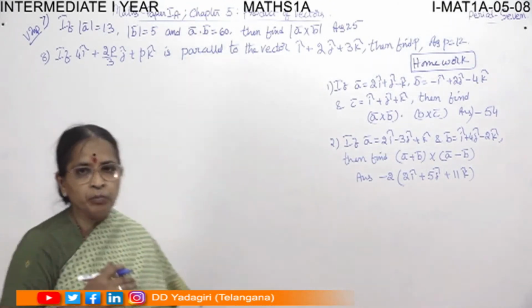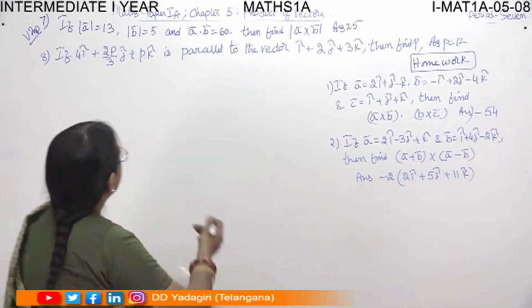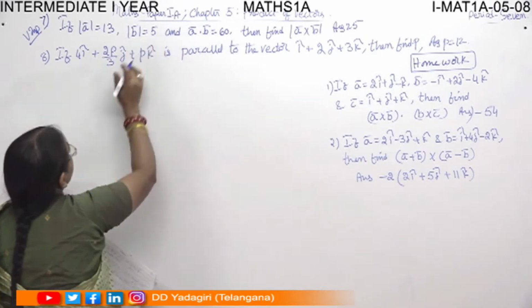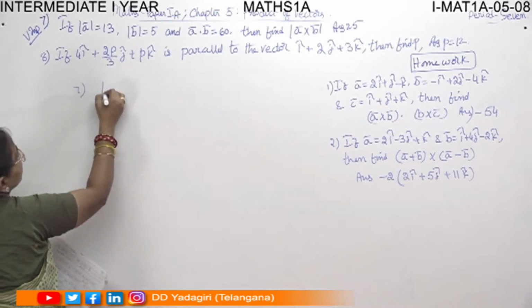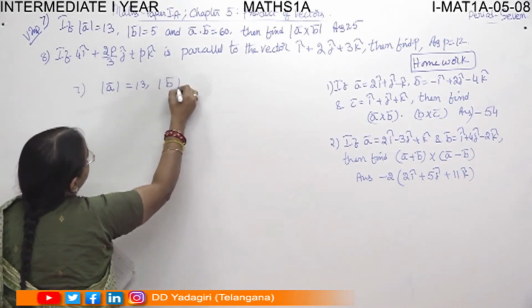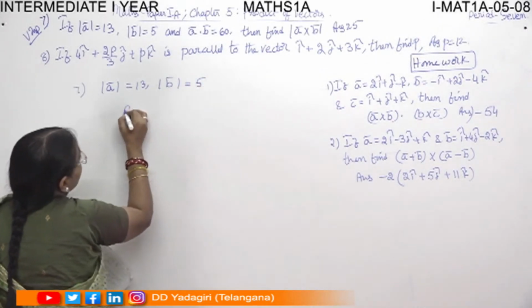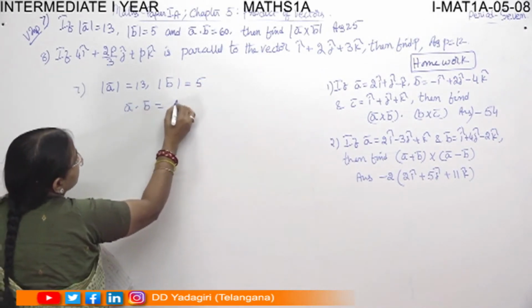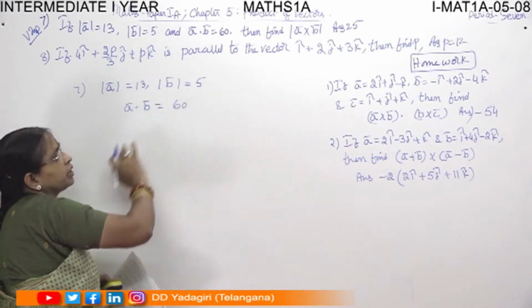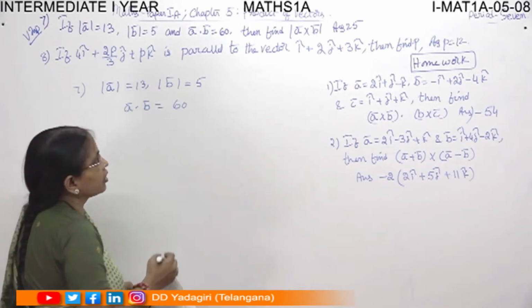These two are again very important and very easy to solve. See, mod A, mod B are given. This problem is very important. So 7th problem, you are given mod A as 13 and mod B as 5. And A dot B is given as 60. It is not 60 degrees. A dot B is 60. Find mod of A cross B.